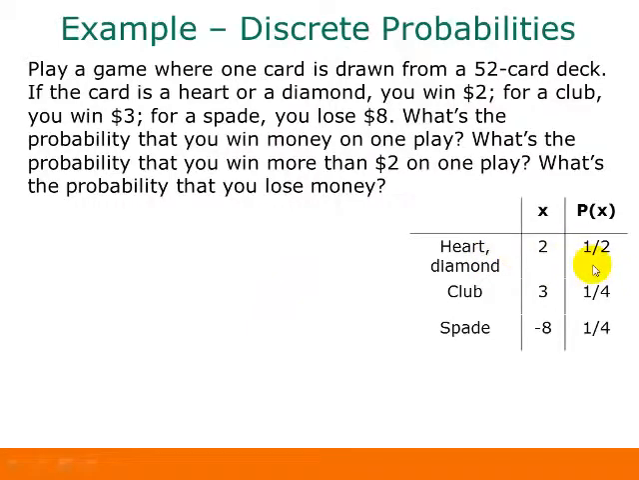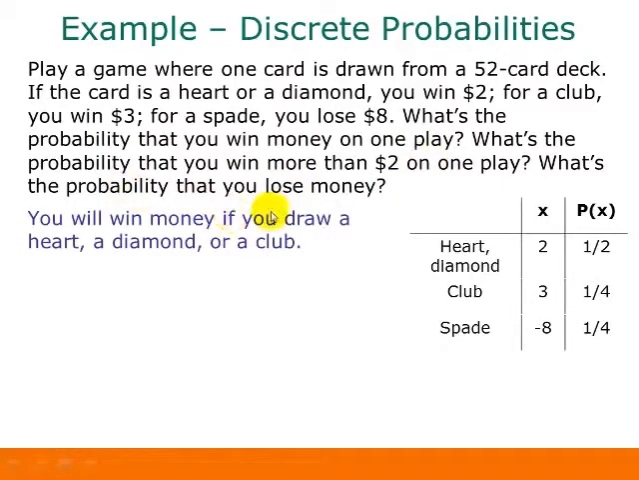So now that we have our probability distribution table, we can easily answer these questions. What's the probability that you win money on one play? Well, you'll win money if you draw either a heart, a diamond, or a club. So these are these two numerical outcomes, either a +2 or a +3. To get the total probability, we can just add those two values together. So the probability of this would be 1/2 plus 1/4, which is equal to 3/4 or 0.75.